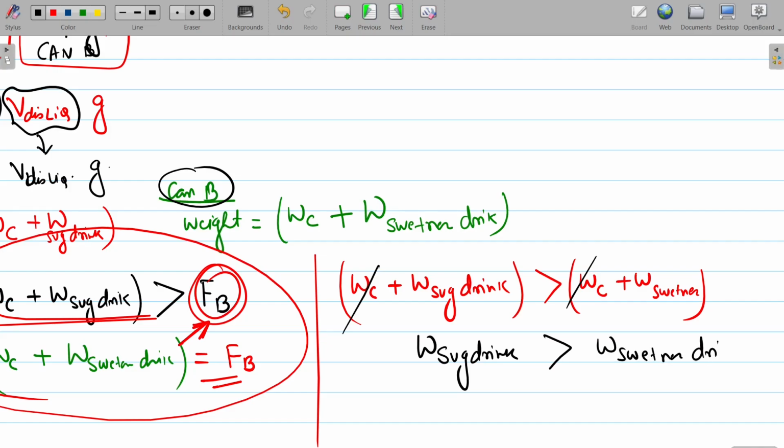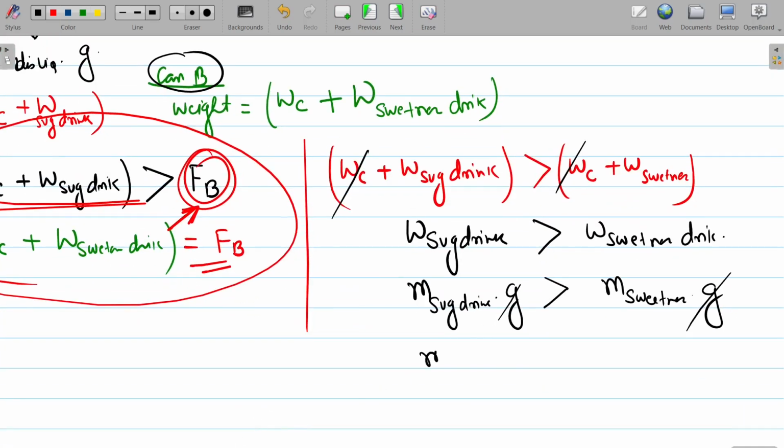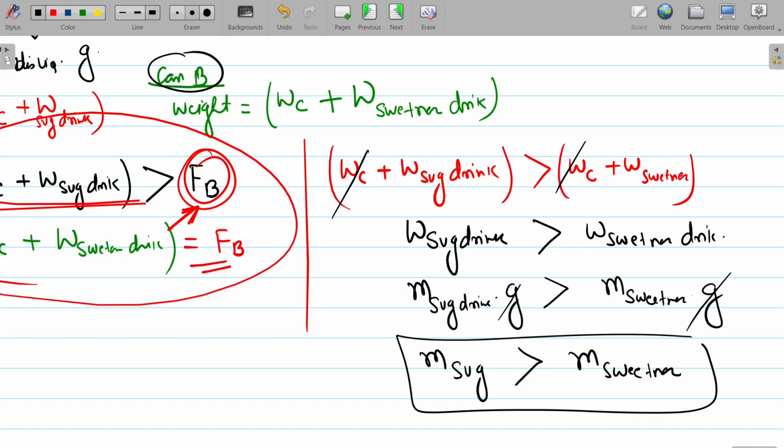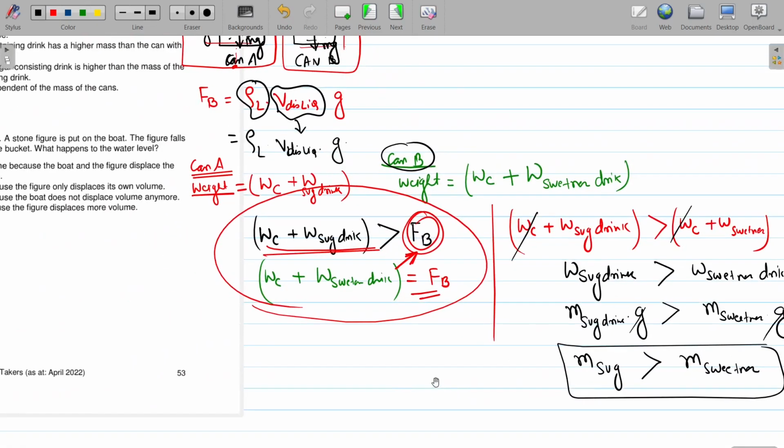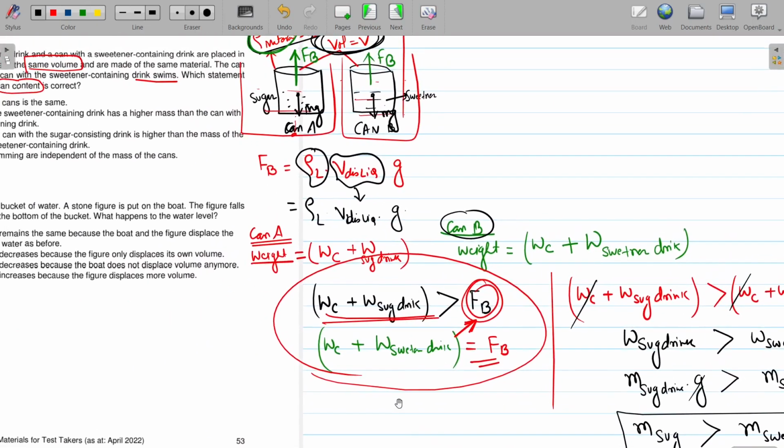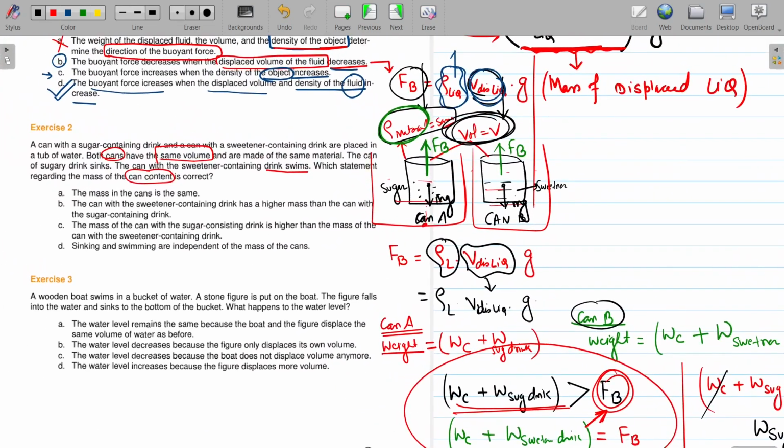Now weight is what? Mass times acceleration due to gravity. So we can write mass of sugar drink times g should be greater than mass of sweetener drink times g. The g and g cancel out. So we are getting mass of sugar drink greater than mass of sweetener drink. It means the mass of the drink in can A is greater than the mass in can B. So according to the options, let us see.